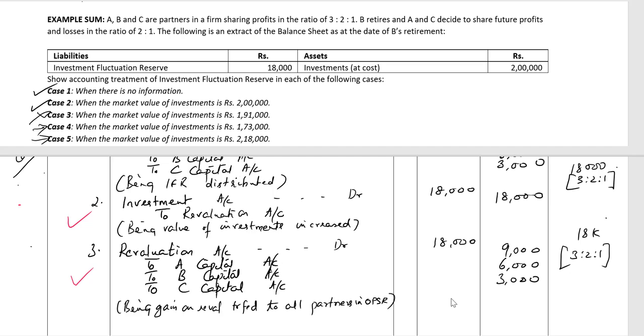In the reconstituted balance sheet, the investment will appear on the asset side at rupees 2,18,000. The investment fluctuation reserve will not appear because it's been distributed among all the partners. So in this video, we learned the treatment of investment fluctuation reserve at the time of retirement of partner given different market values of investments.